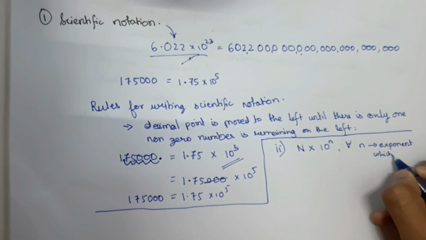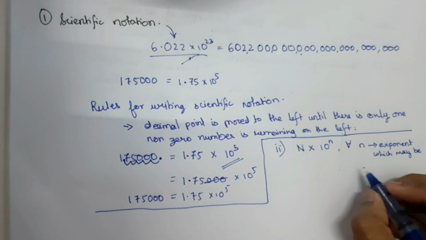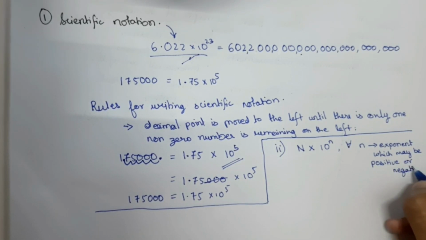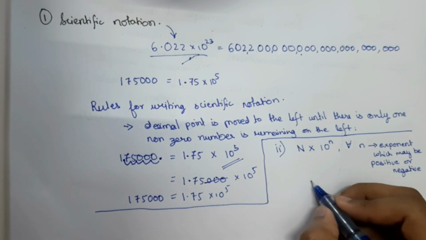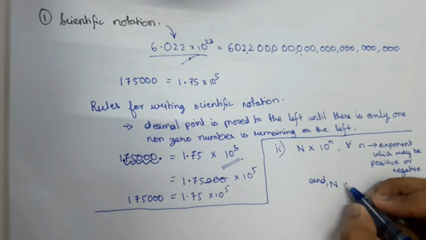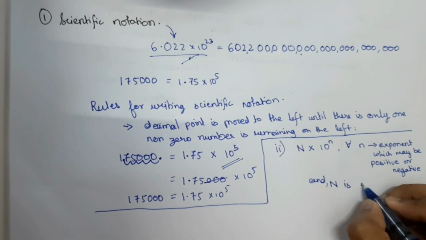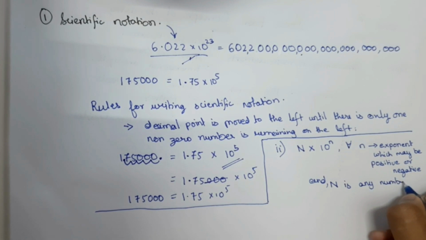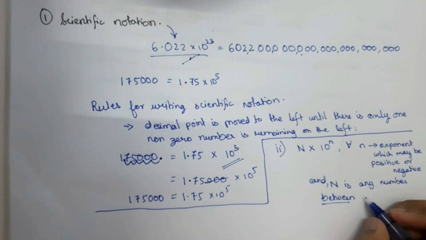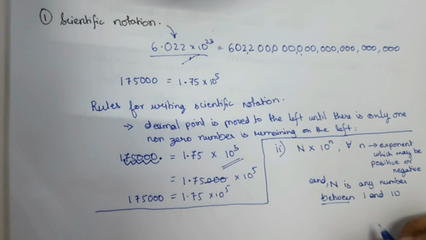which may be positive or negative. And the large letter N is any number between, and I'm stressing the word between, 1 and 10. So N can take any value that is greater than 1 but less than 10.